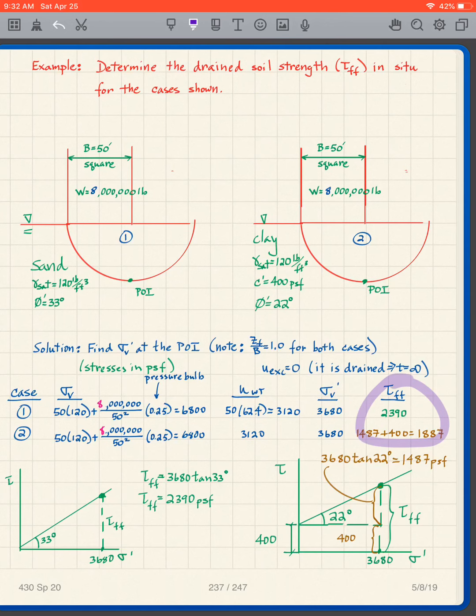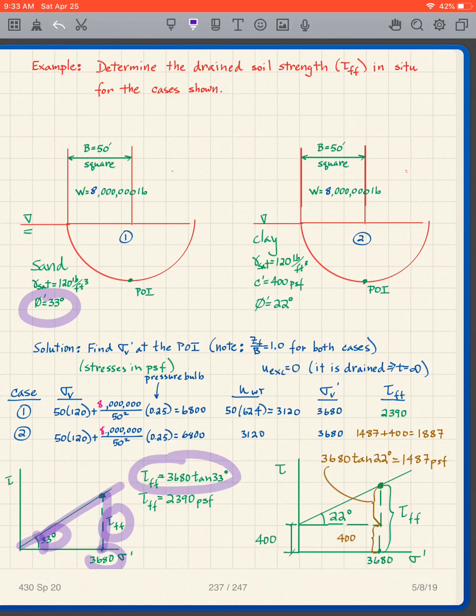Well, for tau FF, I have to use the failure envelope. So for sand, it looks like this. I have the 3680 from the sigma V prime, and I know that this is 33 degrees because that was given information. And I get my tau FF from the 3680, using geometry. Tau FF is 3680 tangent 33 degrees. I get my tau FF is 2390.